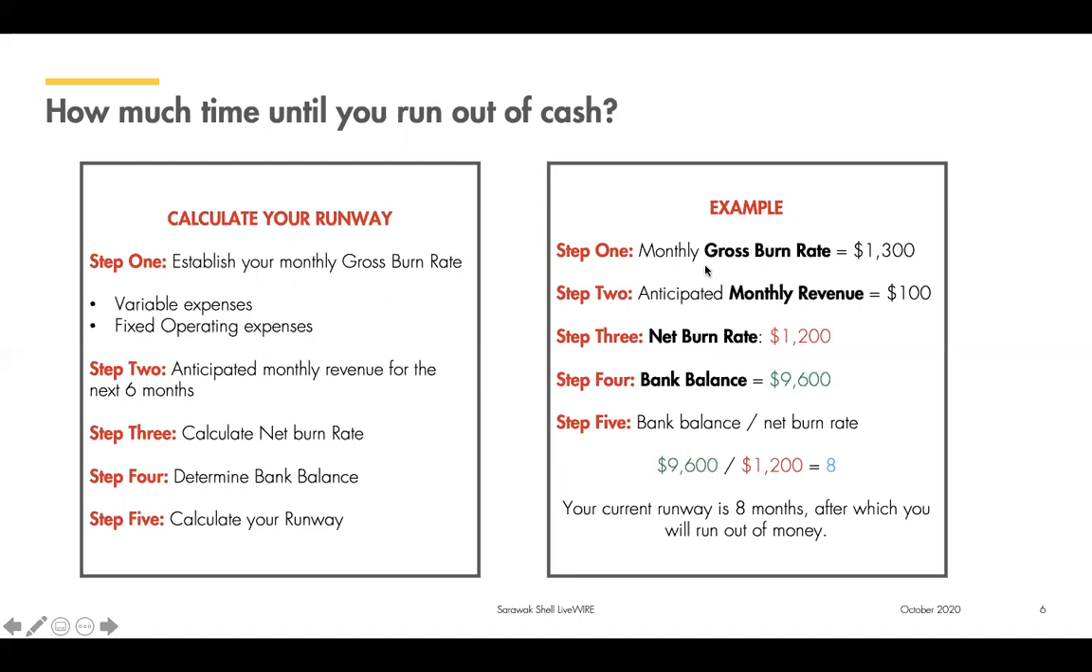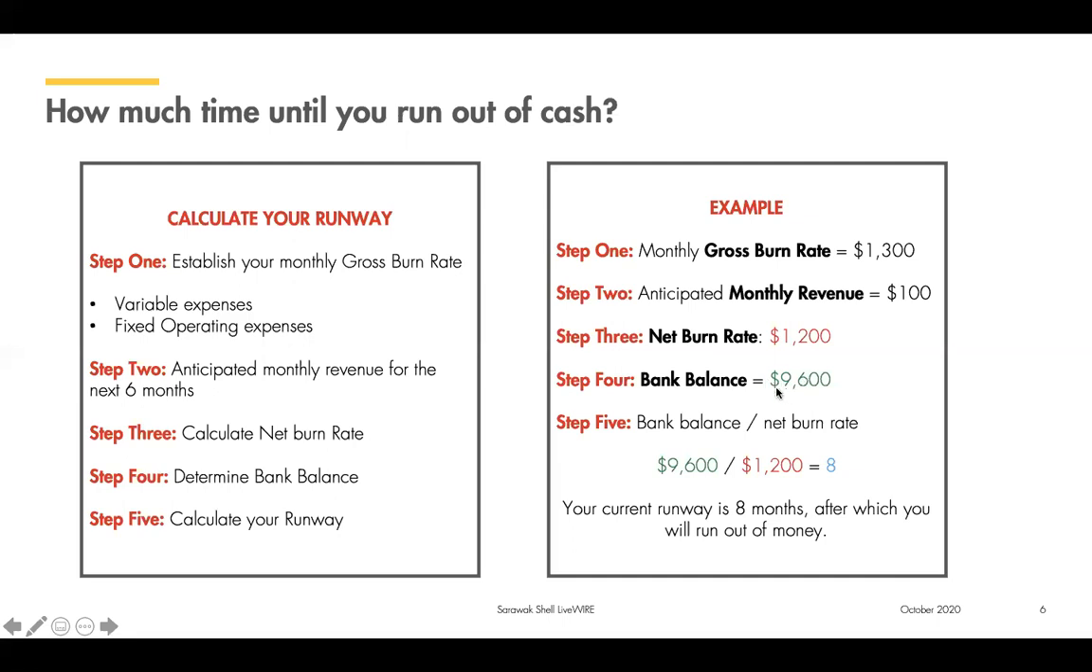So here, just an example, gross burn rate is $1,300. So monthly revenue is actually less than the burn rate. So this is usually what happens in the early stage of business. They have a graph that looks like a hockey stick where you're making a loss maybe for the first 6 months or 3 months, right?